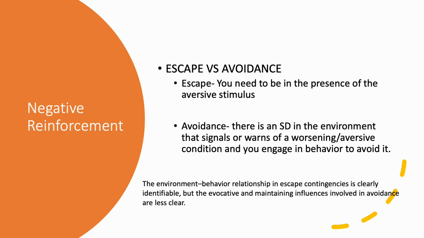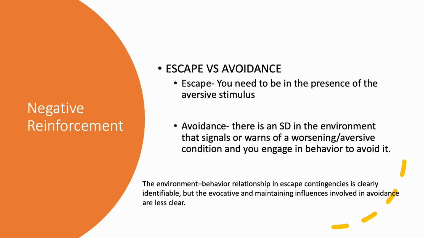Okay, so just to reiterate the points that I've made across the last few slides, escape and avoidance are very similar. They're both forms of negative reinforcement, but with escape maintained behaviors, you need to be in the presence of the aversive stimulus, and then you engage in behavior in order to remove that aversive stimulus. Whereas with avoidance, there's some form of signal in the environment that's going to tell you, hey, some form of worsening condition is coming, so you should engage in behavior in order to avoid that particular stimulus.